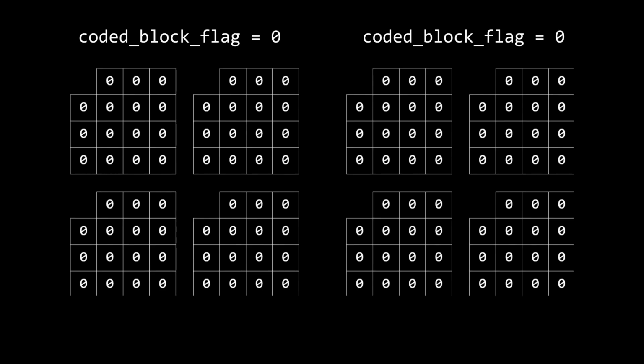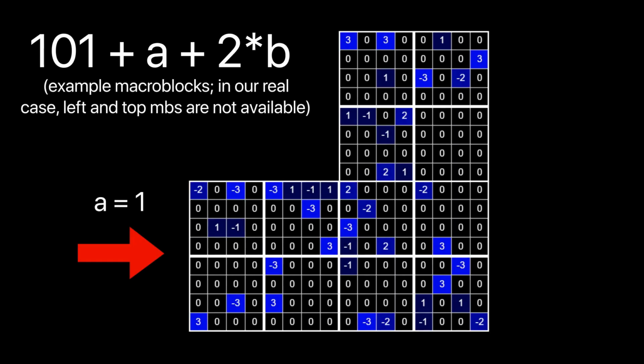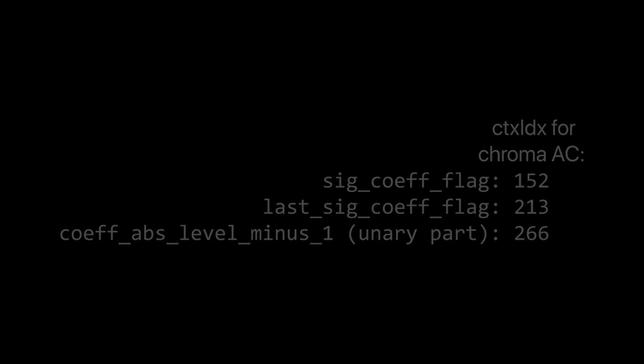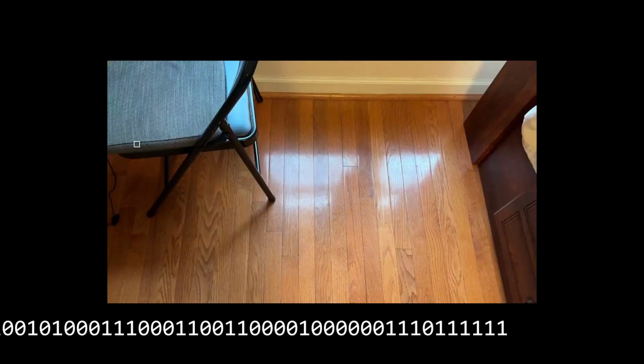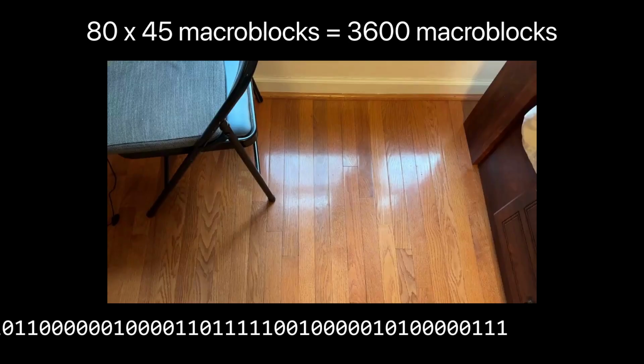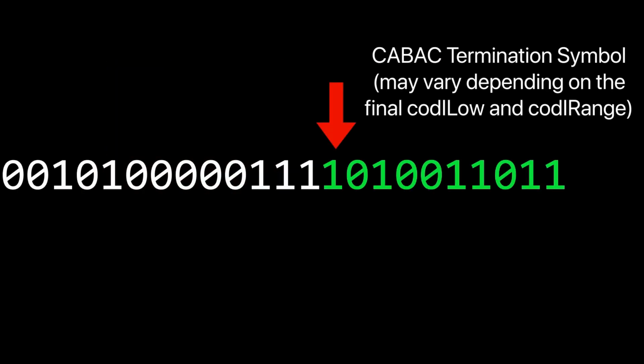Finally, the same process is done for our AC blocks, blue then red. The coded block flag will use context model 101 plus A plus 2B, with A and B using the same logic as before. Our other three fields will use context models 152, 213, and 266. After completing our first macroblock, we'll continue coding all others from left to right, then top to down. In total, we'll have to encode 3,600 macroblocks in our slice. Remember to include the CABAC termination symbol at the end.